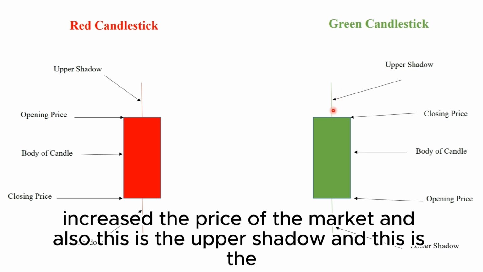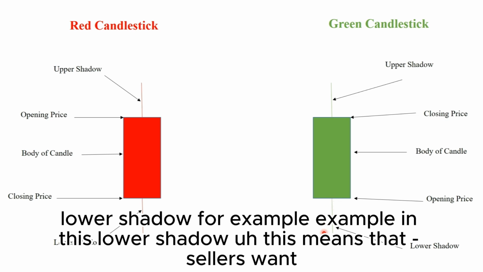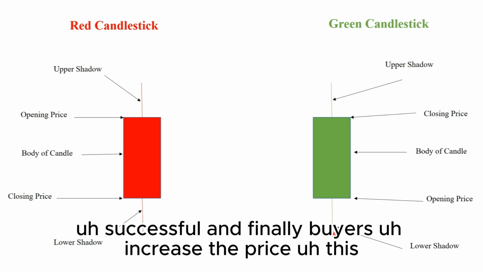And also, this is the upper shadow, and this is the lower shadow. For example, this lower shadow means that sellers wanted to decrease the price to this level, but they couldn't be successful, and finally buyers increased the price.